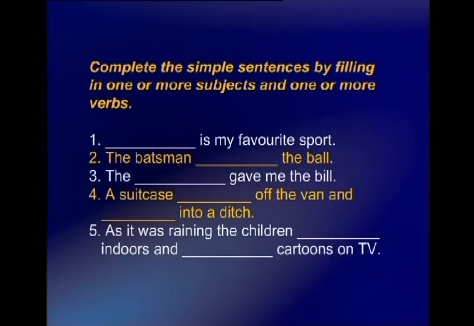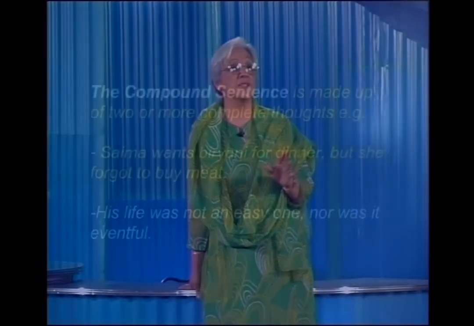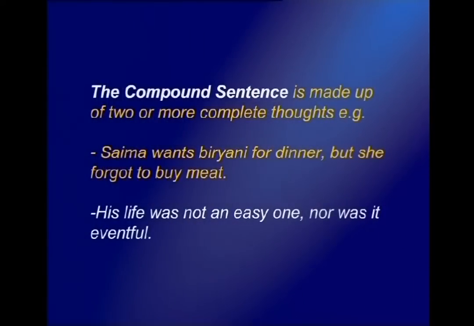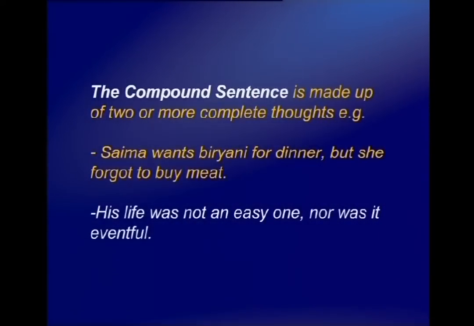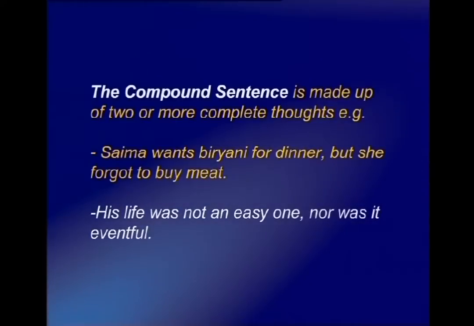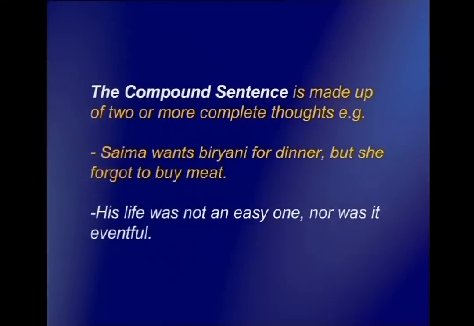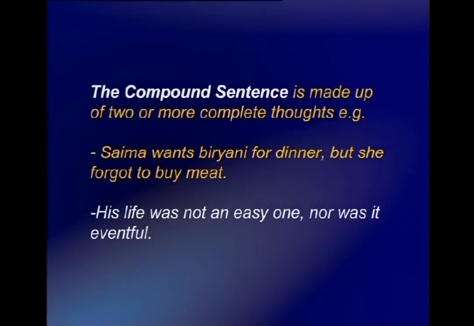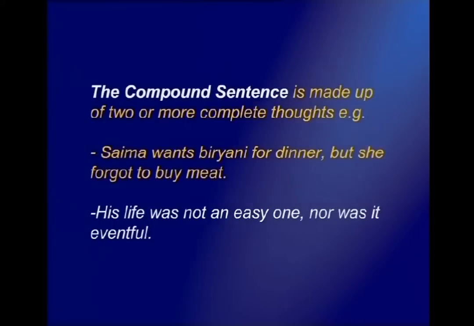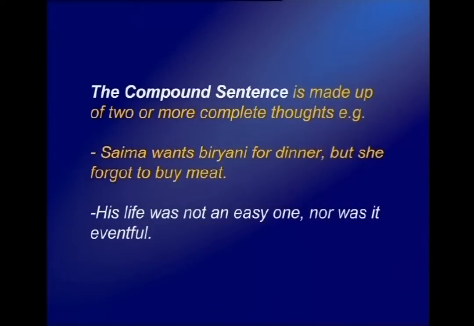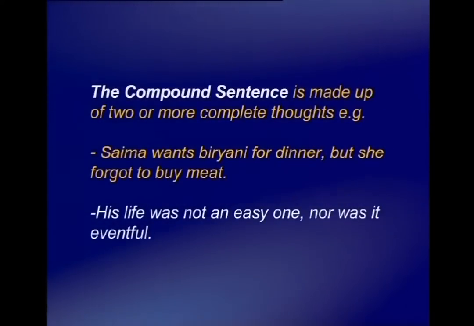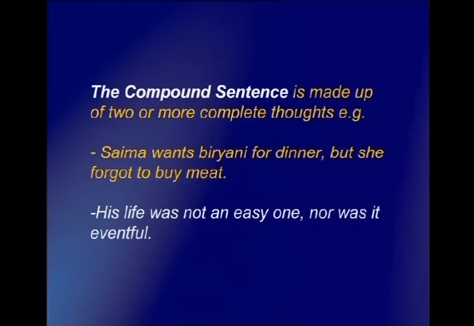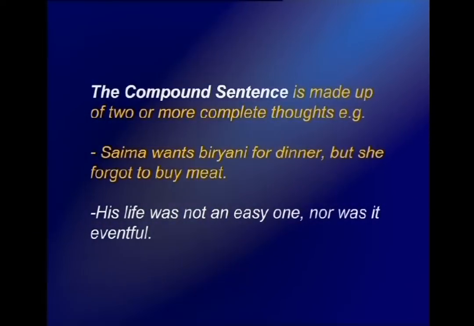Let's move on to the compound sentence. Now, the compound sentence is made up of two or more complete thoughts. Example, Saima wants biryani for dinner, but she forgot to buy meat. That's one sentence. The second one is, his life was not an easy one, nor was it eventful.